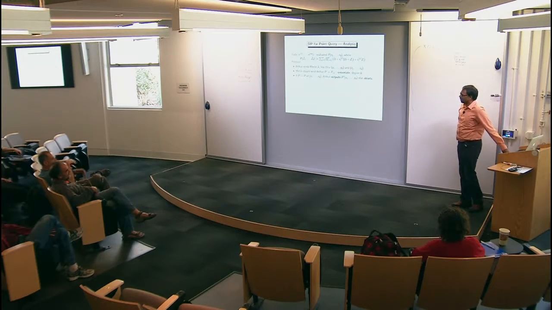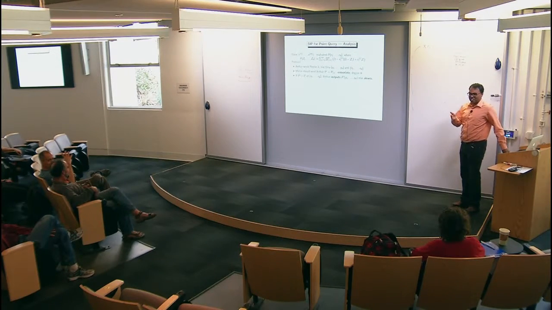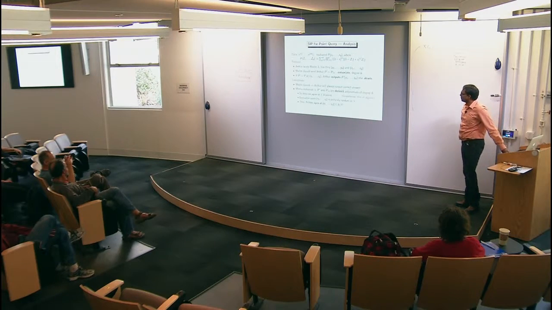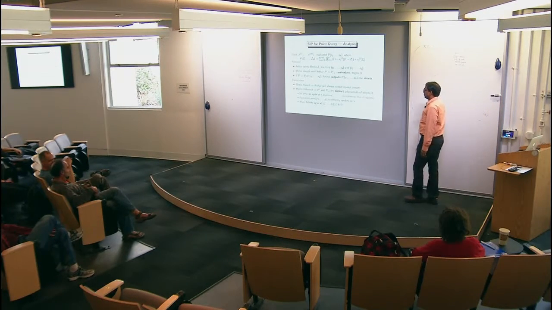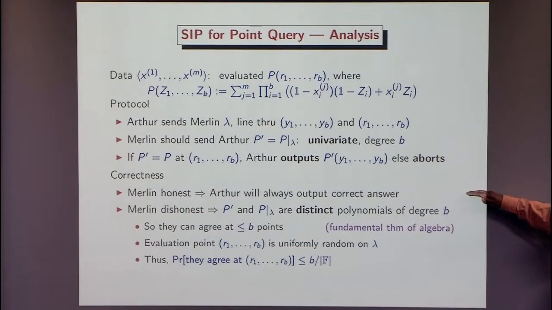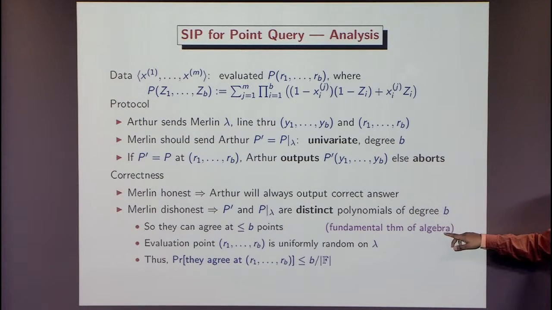All right, let's analyze this protocol. Some of the analysis has already started coming out in the comments. On correctness, the protocol clearly has perfect completeness. If Merlin is honest, there's no reason for any error to happen. On the other hand, if Merlin is dishonest and sends some wrong polynomial, which is not actually the restriction of P to lambda, then this polynomial, being of degree b, will disagree with our polynomial, which is also of degree b, at all but at most b points.